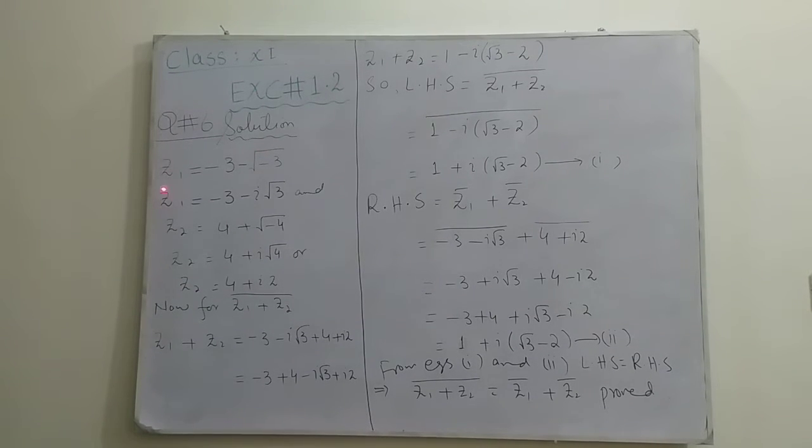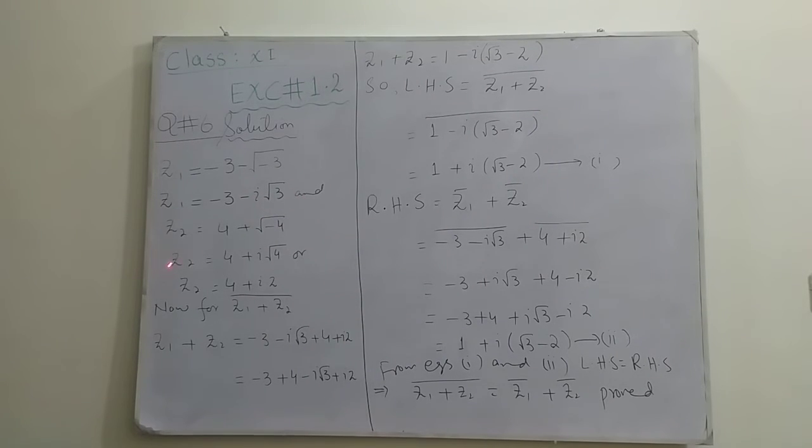Question number 6 solution. z1 is equal to minus 3 minus square root minus 3, which can be written as minus 3 minus iota square root 3. Why? Because here square root of minus 3 can be written as square root of minus 1 into square root 3, where square root of minus 1 is equal to iota. Similarly, z2 is equal to 4 plus square root of minus 4, which can be written as iota square root 4, or square root 4 is 2. So, z2 is equal to 4 plus iota 2.